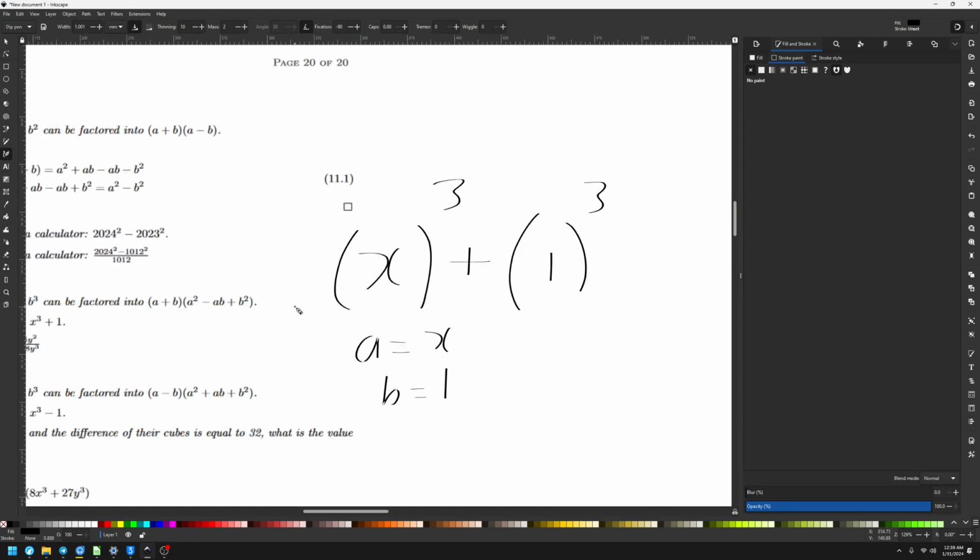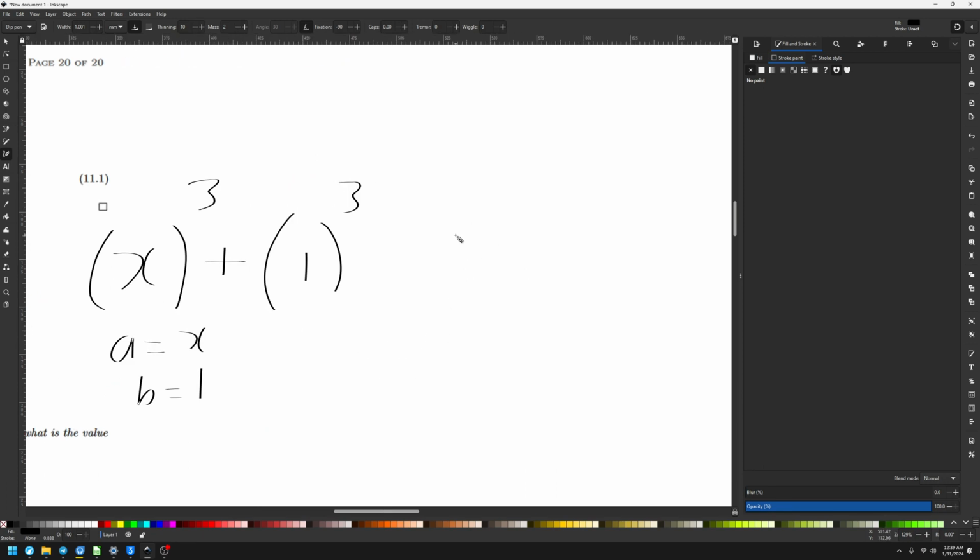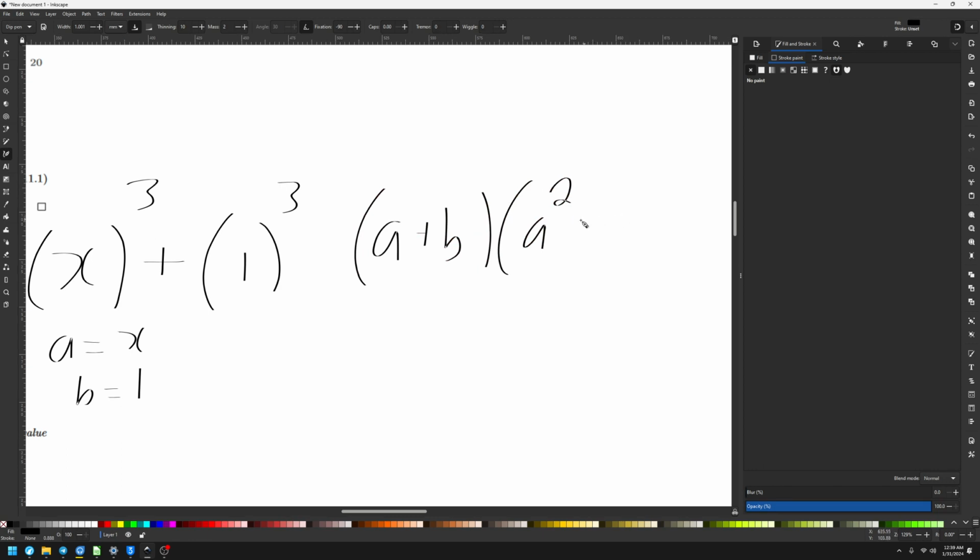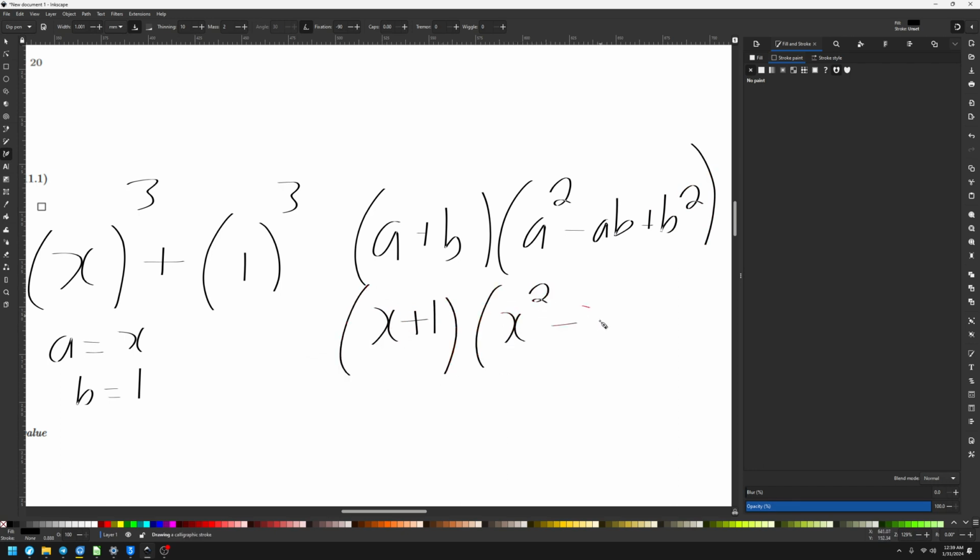We can plug this into the sum of cubes formula, which again is A plus B, A squared, opposite sign, minus AB, and always positive. Okay, we're just going to plug it in. X plus 1 times x squared minus x plus 1. And we're done. This is the factored form of x cubed plus 1.